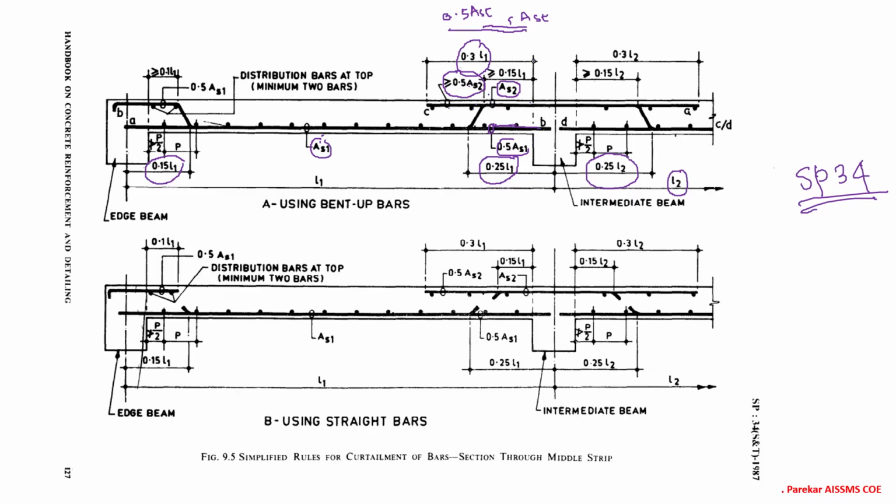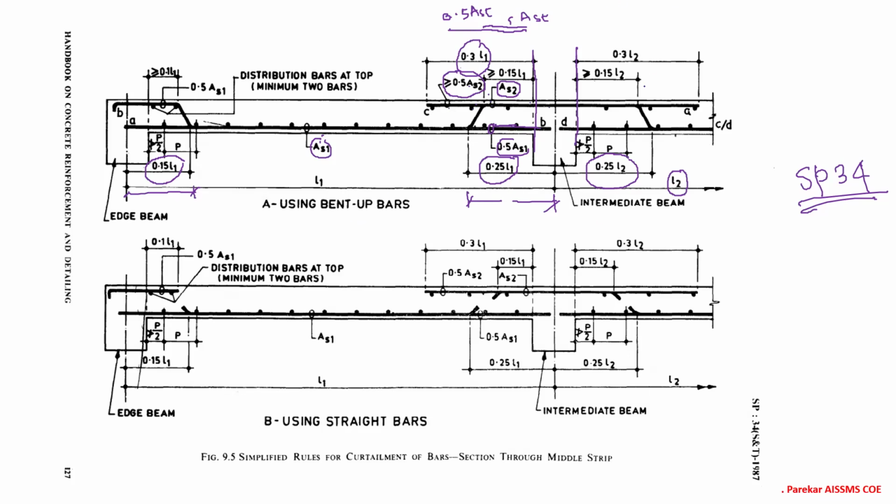Now you can see on the top side, at the support, we have these values from the face of the support. They have clearly mentioned values beyond the face of the support. In the case of the bottom, these are from the center. You can see over here also, these are from the center of the support, values like 0.15 Lv. So you should be in a position to answer the values very properly.